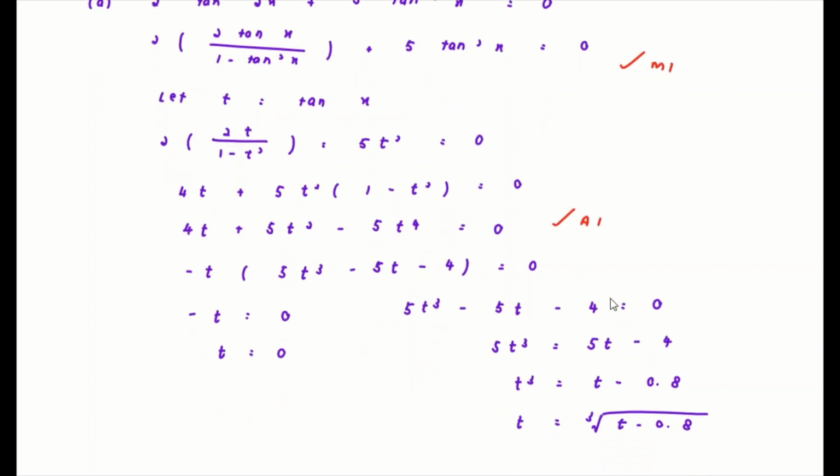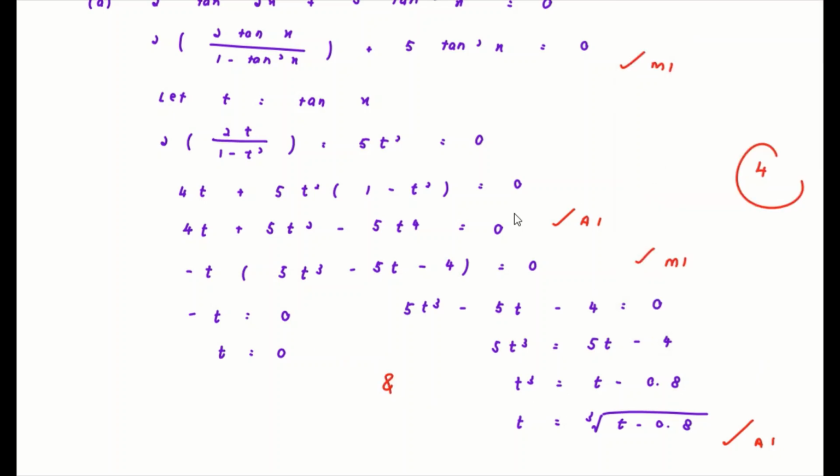Then after that, you equate them, then you try to factorize it, then you'll be able to get your M1. Then the last one, t equals to 0, and also the last part here. So the whole thing here gives you another A1, so 4 marks. Okay, together, this thing and this one.